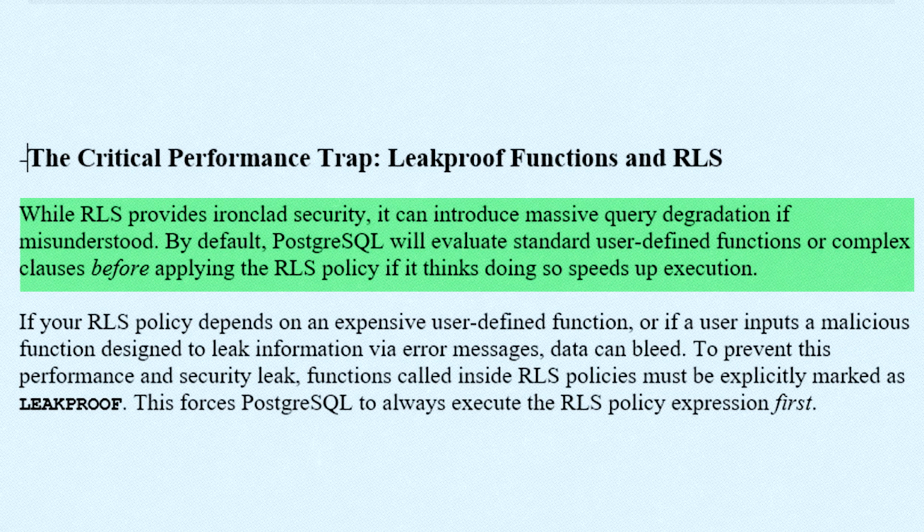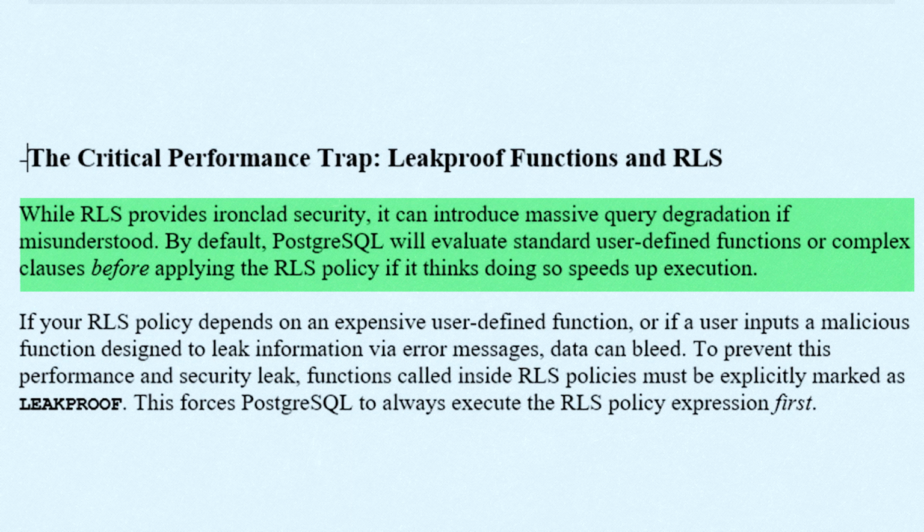Let's understand the critical performance trap, that is the leak proof functions and the row-level security. While the row-level security provides ironclad security, it can introduce massive query degradation if misunderstood. By default, PostgreSQL will evaluate standard user-defined functions or complex clauses before applying the RLS policy if it thinks doing so speeds up execution.